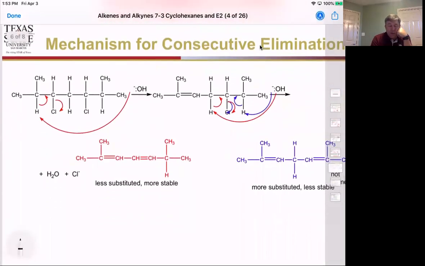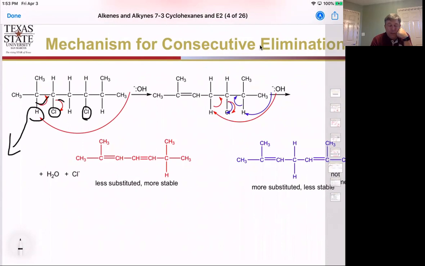Okay, so let's look at the mechanism of that to prove to ourselves that this is how it's going to happen. So either this chlorine here or this chlorine can eliminate first, and when it does, it will follow Zaitsev's rule and give us the more substituted alkene. The base is going to be pulling on this hydrogen to get it to go.